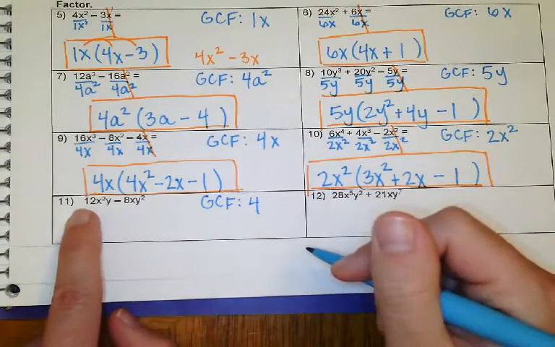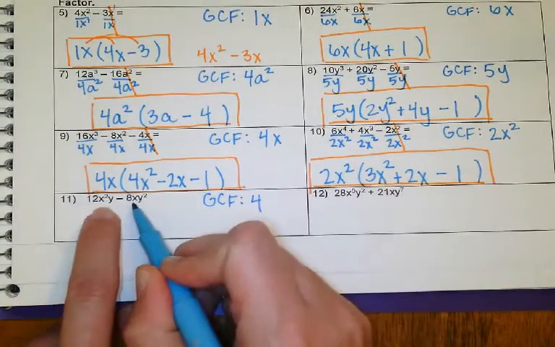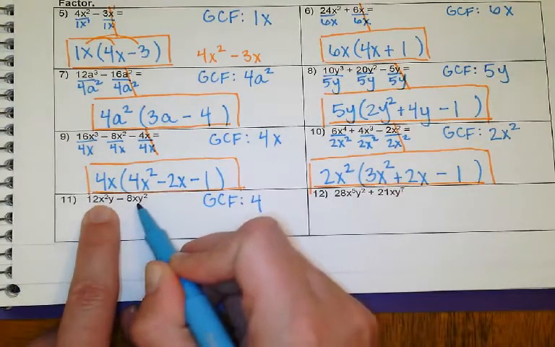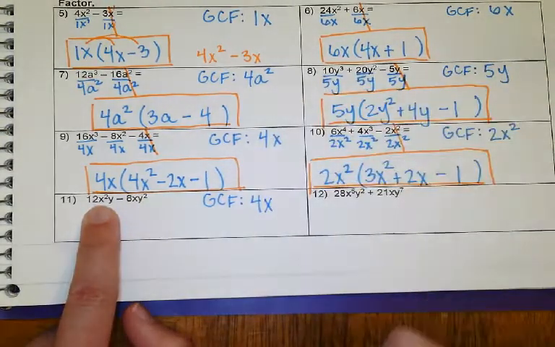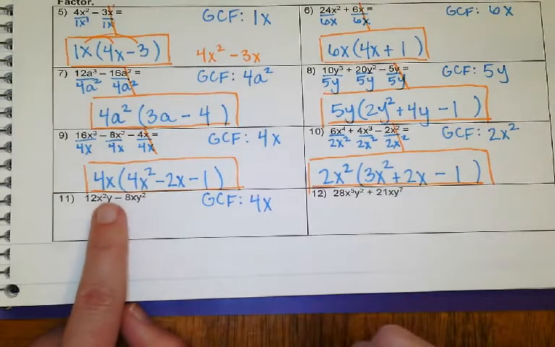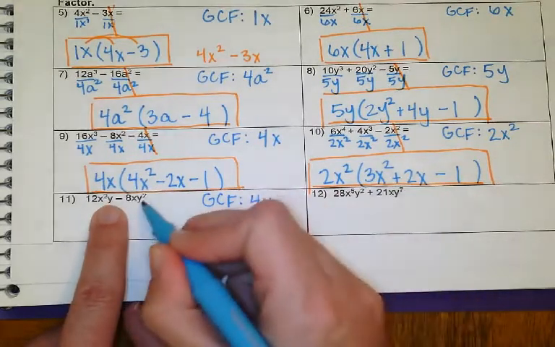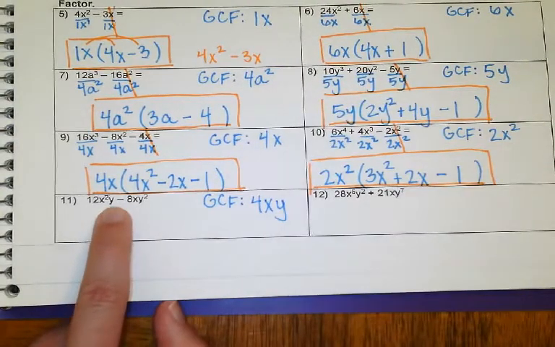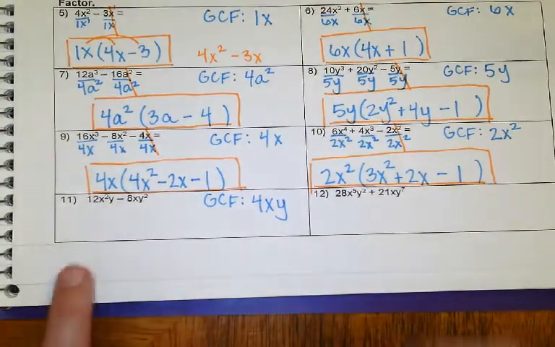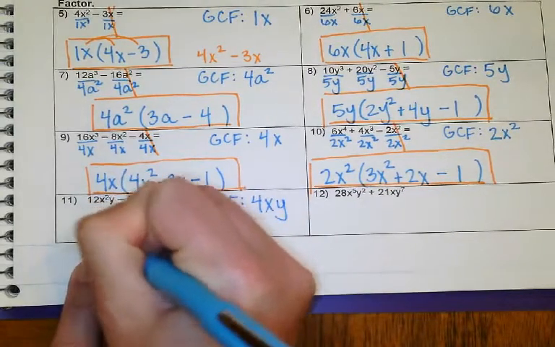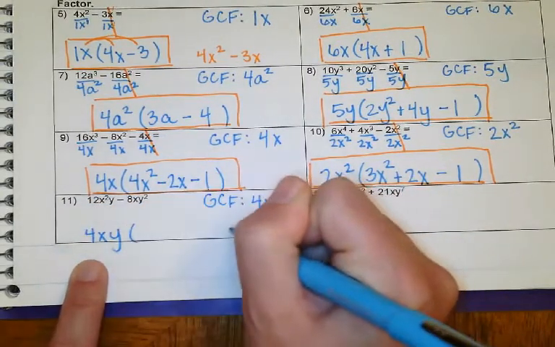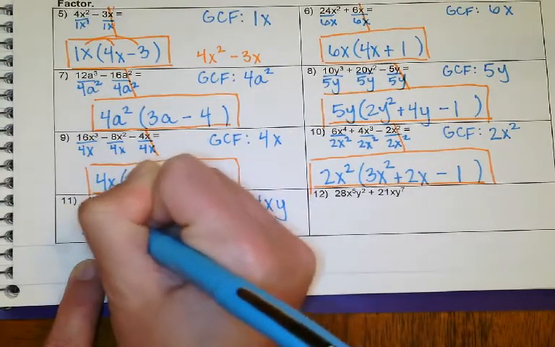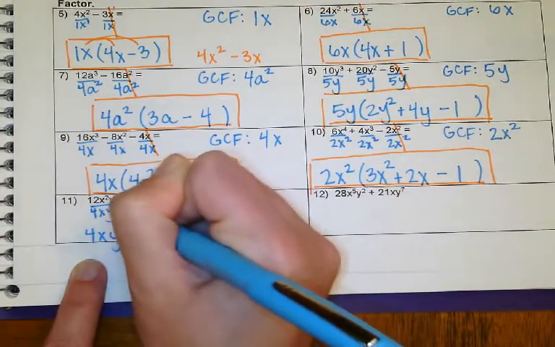Now I want us to look letter by letter. So look only at the x's. This one has 2. This one only has 1. So I can just say that they have 1 in common. In the y's, the first one has 1. The second one has 2. But I can only say that they have 1 in common. So let's take 4xy and divide it out of the whole problem. So we're going to divide the front number by 4, take away an x and a y from each term in the problem.